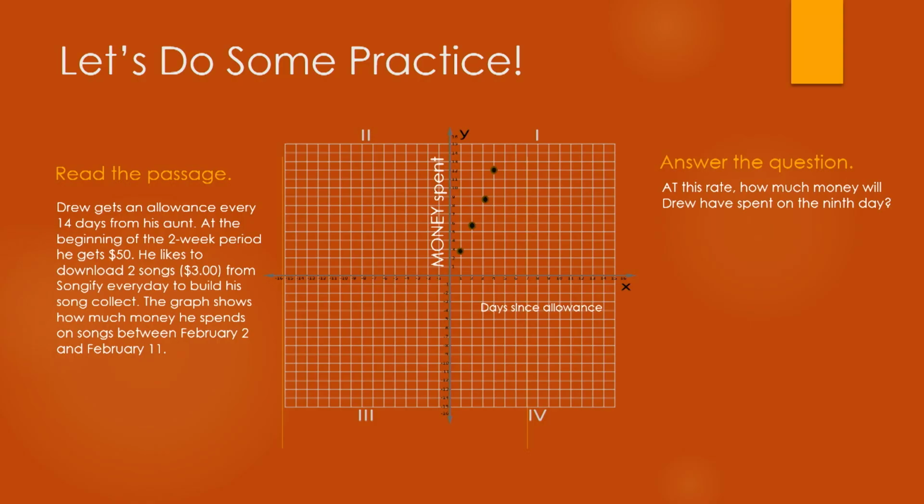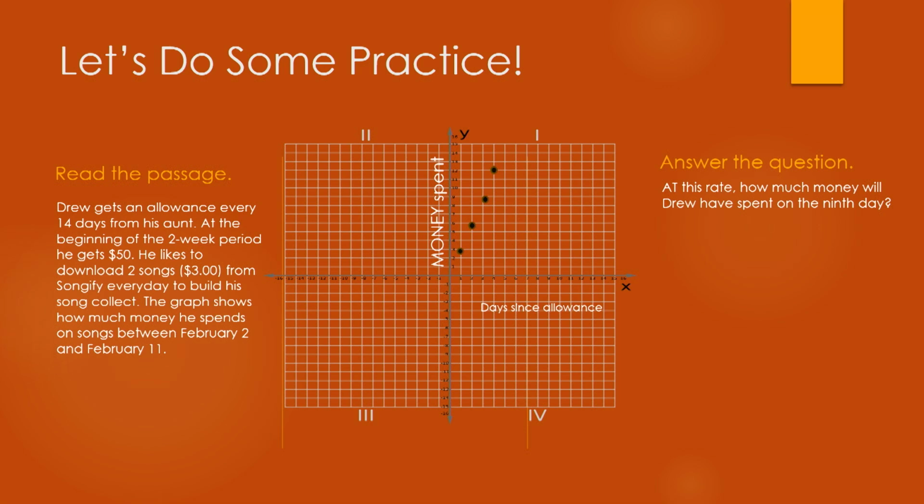First, we got to read our passage. Drew gets an allowance each 14 days from his aunt. At the beginning of the 2-week period, he gets $50. He likes to download 2 songs, $3, from Songify every day to build his song collection. The graph shows how much money he spends on songs between February 2nd and the 11th.